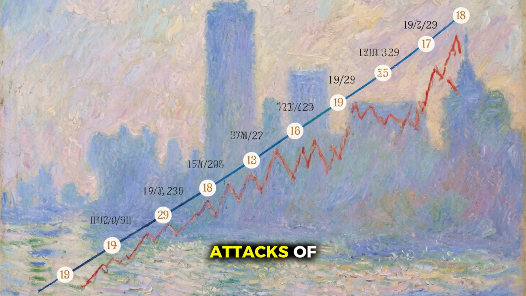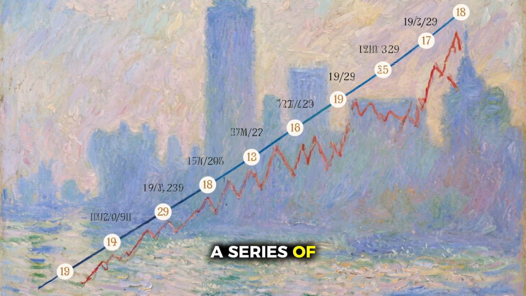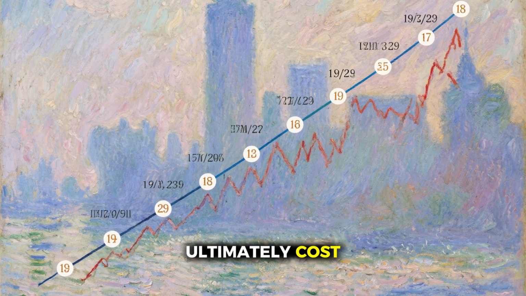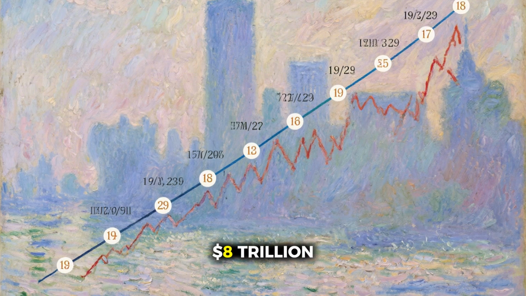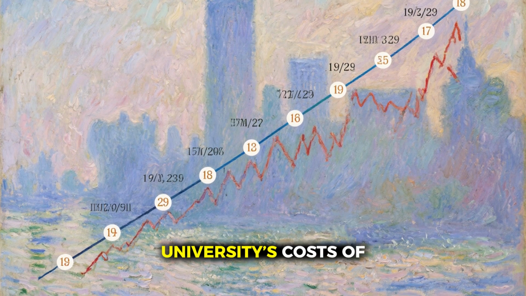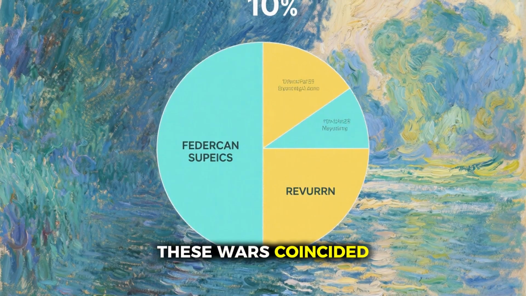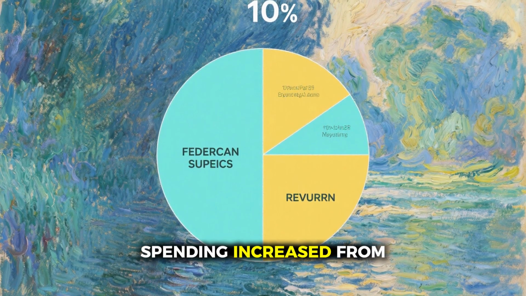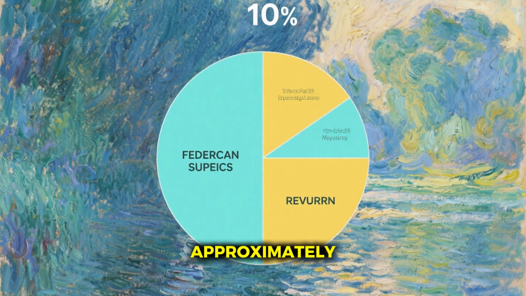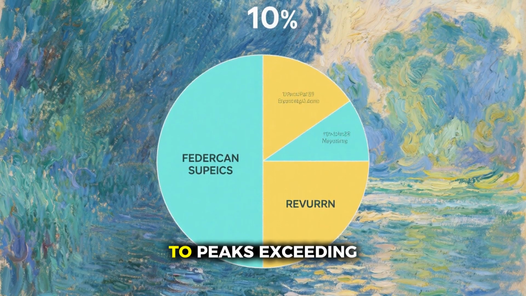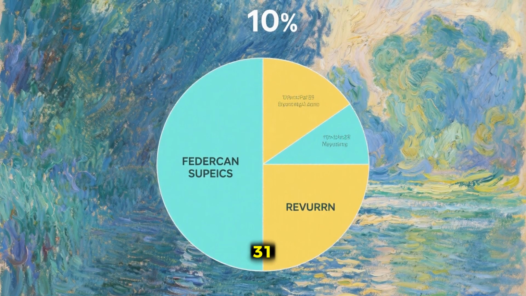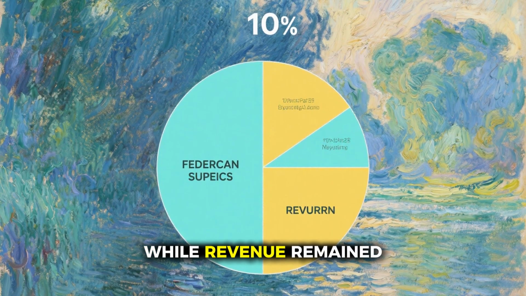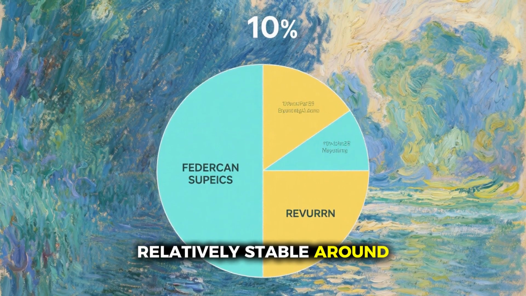The September 11 attacks of 2001 triggered a series of military interventions that would ultimately cost American taxpayers an estimated $8 trillion, according to Brown University's Costs of War project. These wars coincided with expanding domestic spending. Federal spending increased from approximately 18% of GDP in 2001 to peaks exceeding 31% during crisis years, while revenue remained relatively stable, around 17-19% of GDP.